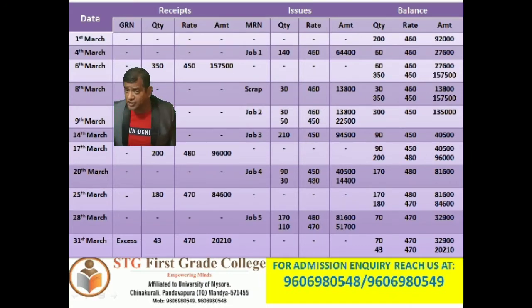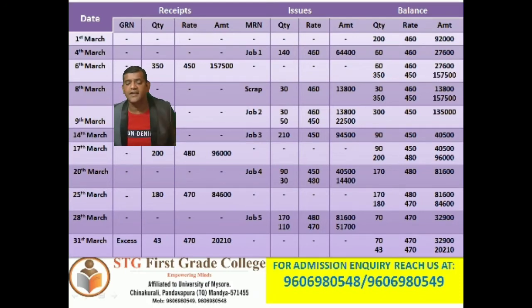So now I am moving on to 28th March, which is the issue entry. So receipts column, GRN nil, quantity nil, rate nil, and amount also nil. So go to MRN column. Here we are issuing materials to job 5. So MRN column, job 5. How many units are we issuing here? 280 tons of material we are issuing, but we don't have 280 as a single material.